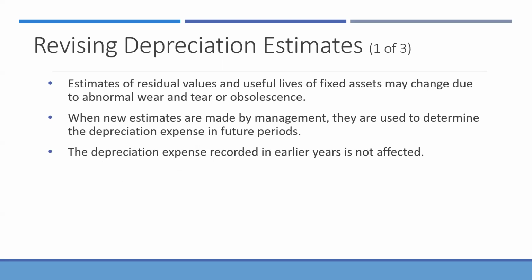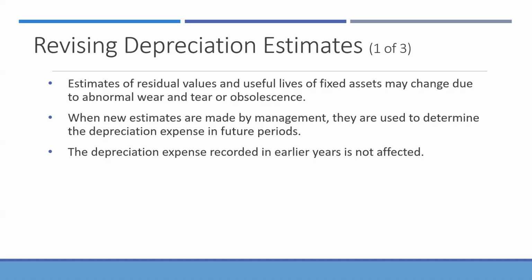And estimates of the residual value of the fixed assets may change due to abnormal wear and tear or obsolescence. And when new estimates are made, they're used to determine the depreciation expense in future periods. The depreciation in earlier periods is not affected. In accounting, we're always estimating things, and we can't just go back every time an estimate was wrong and restate the previous year's financial statements.